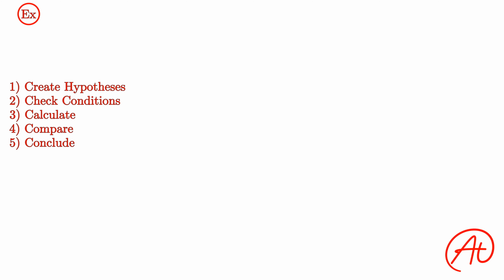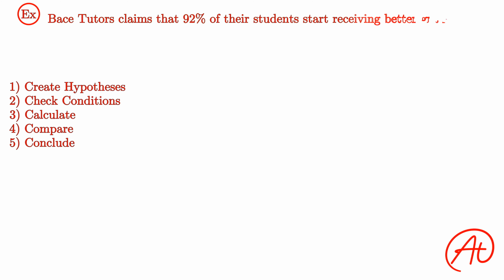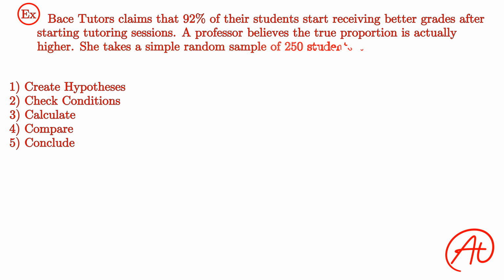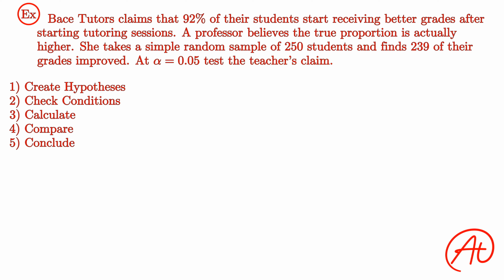Let's say that a particular tutoring company called Base Tutors claims that 92% of their students start receiving better grades after starting tutoring sessions. A certain well-connected professor who understands the benefits of tutoring believes the true proportion of students whose grades improve is actually higher. She takes a simple random sample of 250 students tutored by Base Tutors and finds that 239 of their grades improved after meeting with a tutor. At a significance level of alpha equals 0.05, test the teacher's claim.